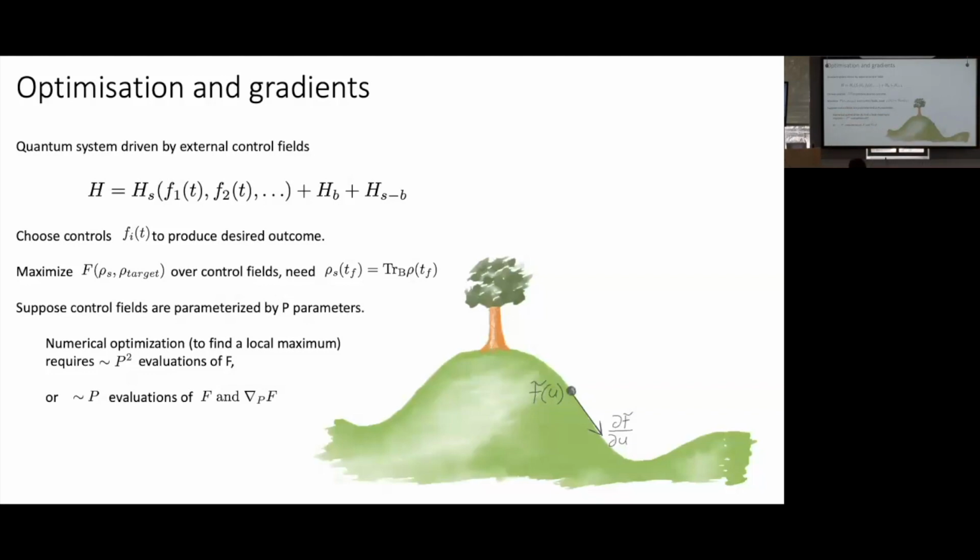However, p squared evaluations of the function is the same thing as p evaluations of the function and the gradient, because there's p numbers in the gradient. So if you can get the gradient, you do this problem much faster, essentially, because you don't need to calculate so many numbers. Of course, that only helps if you can calculate the gradient more efficiently than calculating the function f p times.